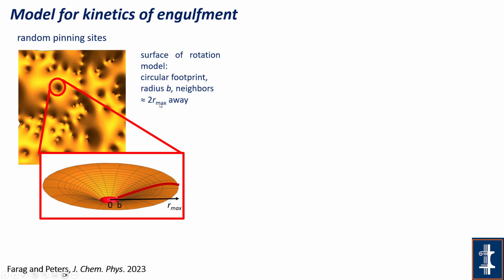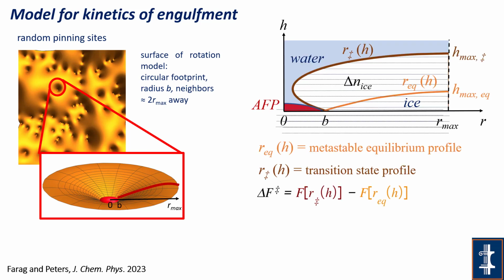So I want to think of this R max as being approximately half of the distance from this antifreeze protein to its neighbors. And of course they aren't in a ring around this central location. So this is going to have to somehow be a characteristic distance that we will determine in a couple of slides. This is depicting the side view of these profiles.